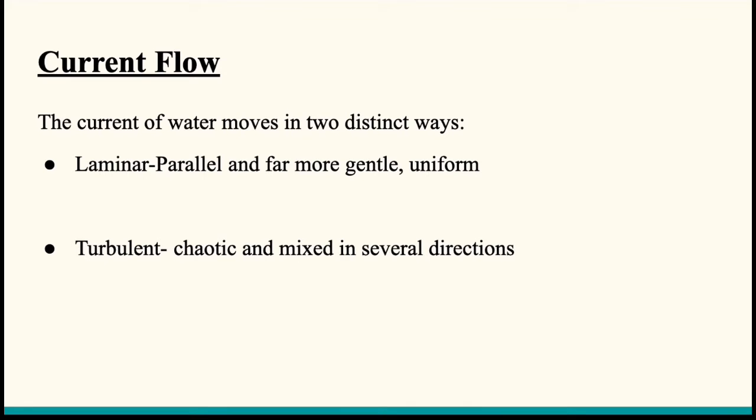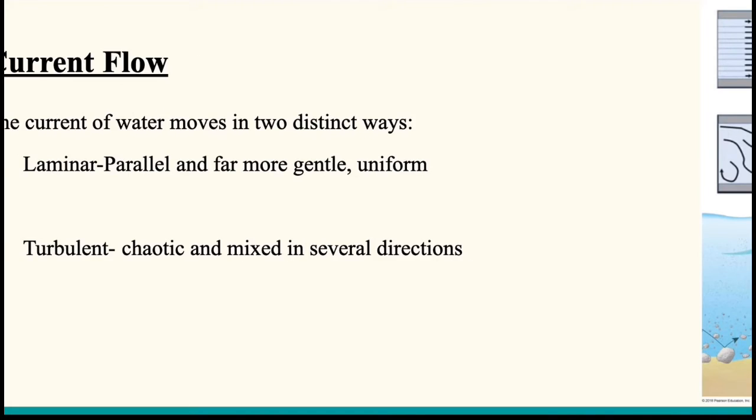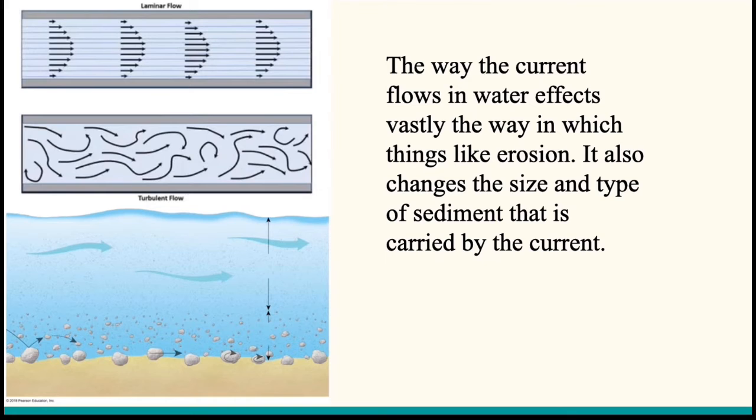Water has two currents, laminar or turbulent. Laminar, which is parallel and moves gently and in a more uniform way, and turbulent, which is chaotic and goes in multiple different directions. Depending on which current flow the water has, it affects things like erosion and also the size and type of sediment that it carries.